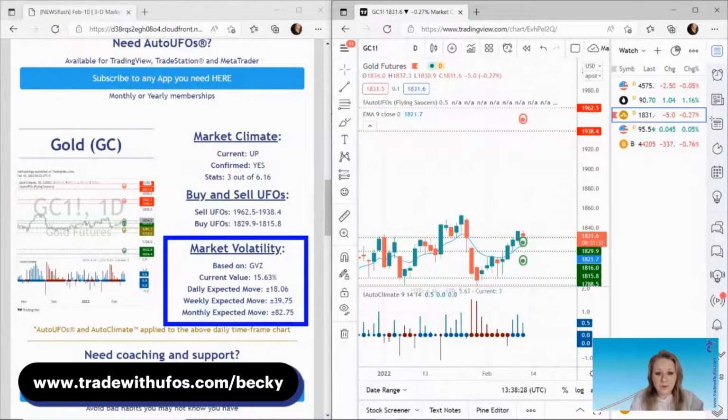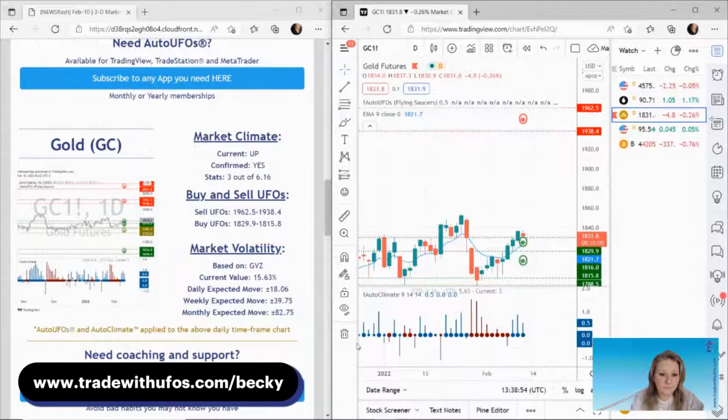Now, when it comes to volatility for gold, we would expect a movement up or down in 1 year of 15.63%. So in a day, 18.06 points. In a week, 39.75 points. And in a month, 82.75 points, again, up or down.